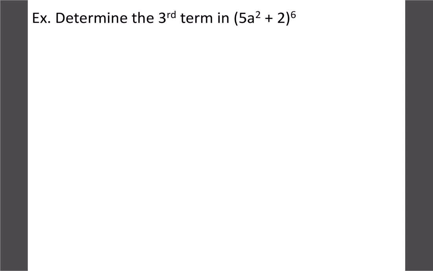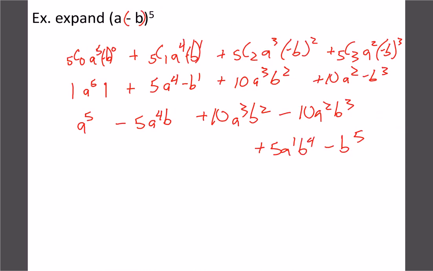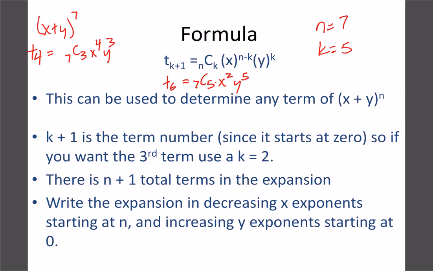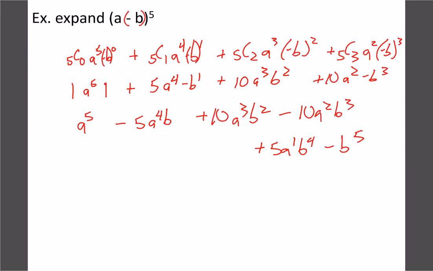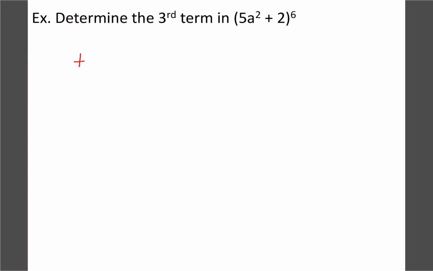Okay, so let's try our formula again. So let me go back and I'll copy down the formula just so we have it handy. So it's t sub k plus 1 equals nCk times x to the n minus k times y to the k. So that was our formula, so let's try it.